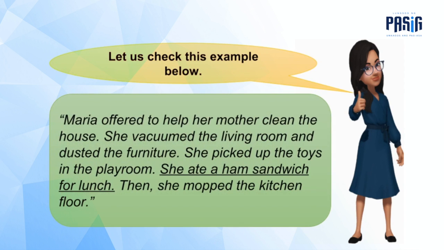Maria offered to help her mother clean the house. She vacuumed the living room and dusted the furniture. She picked up the toys in the playroom. She ate a ham sandwich for lunch. Then, she mopped the kitchen floor. Which sentence does not support the main idea? The underlined sentence does not support the idea of Maria offering to help her mother clean the house.